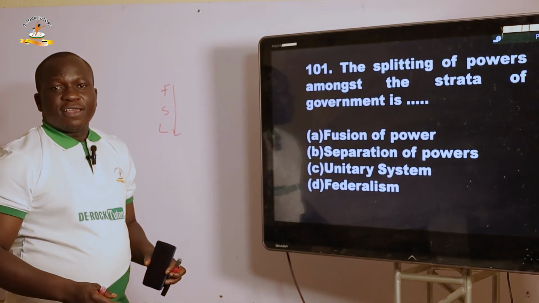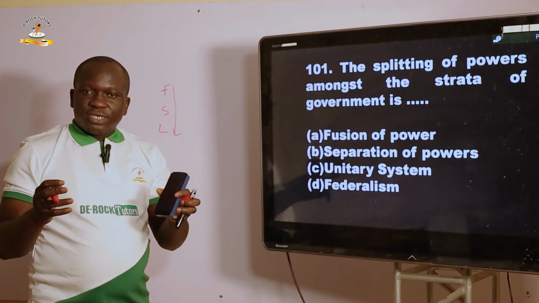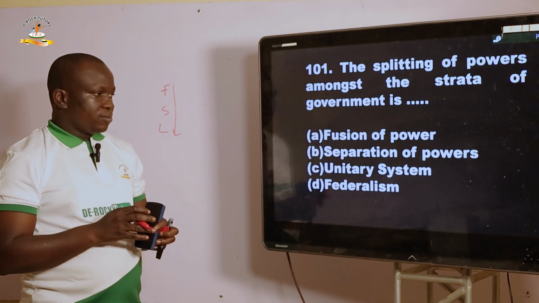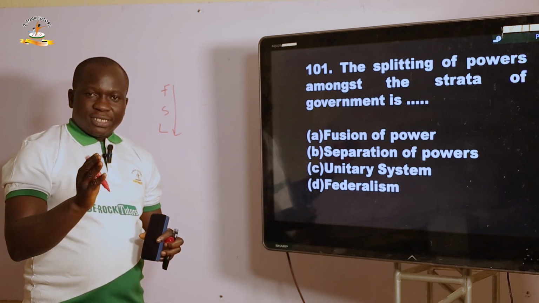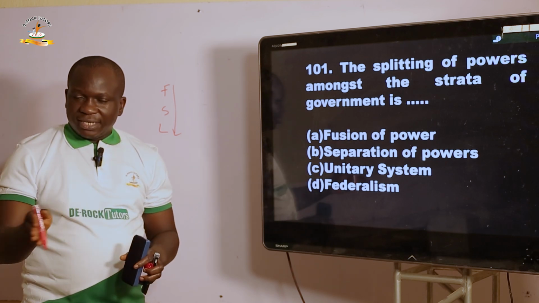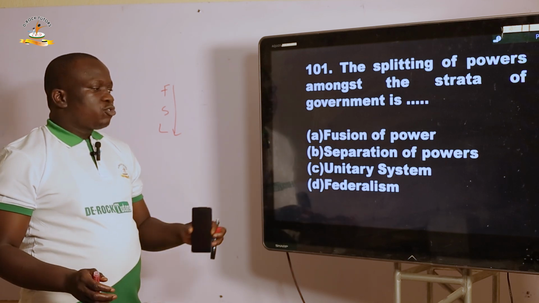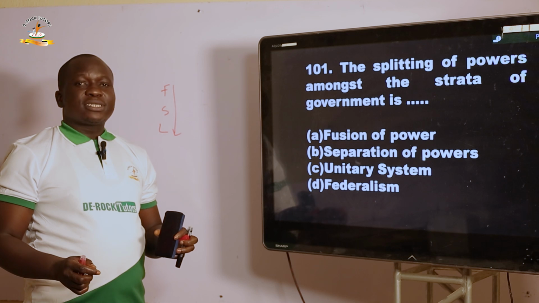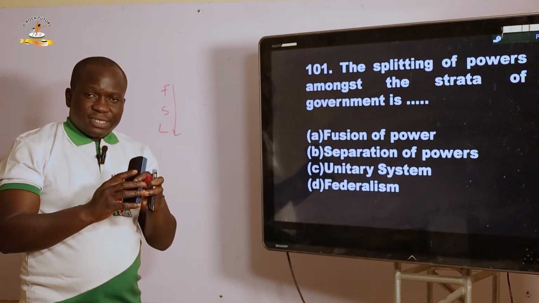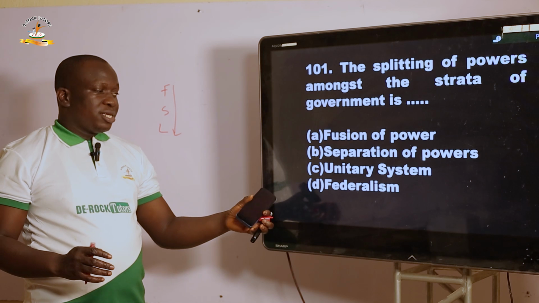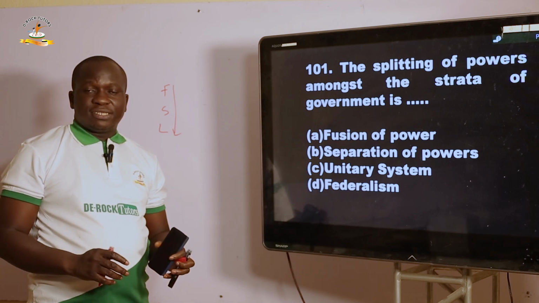It won't be fusion of powers. Fusion of powers has to do with joining the executive with the legislature. It won't be separation of powers. Separation of powers has to do with dividing the executive from the legislature and the judiciary. It won't be unitary system. Unitary system has to do with putting all powers of a state in a single unit. The answer, having eliminated ABC, we are left with federalism.